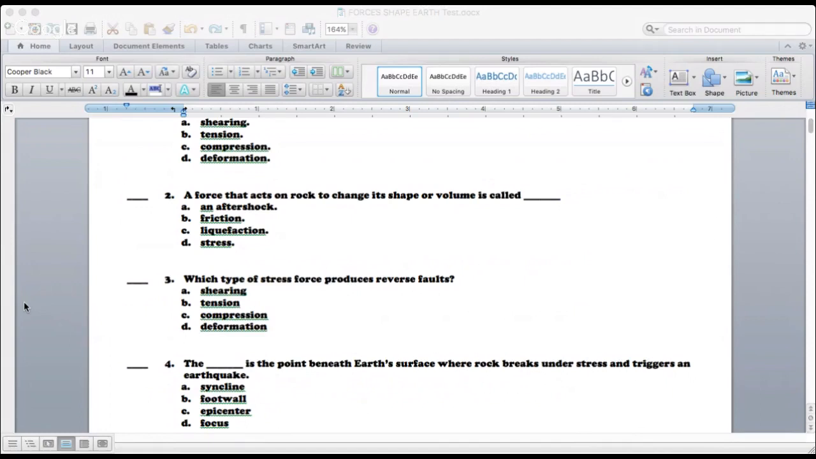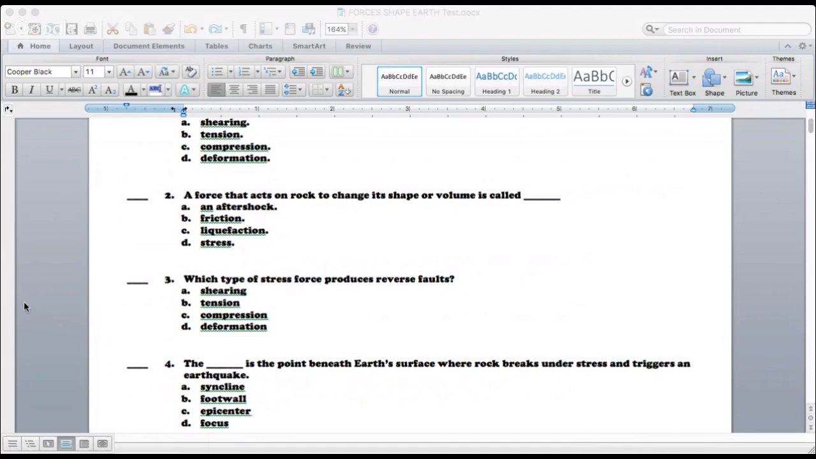Number 3. Which type of stress force produces reverse faults? A. Shearing, B. Tension, C. Compression, D. Deformation.